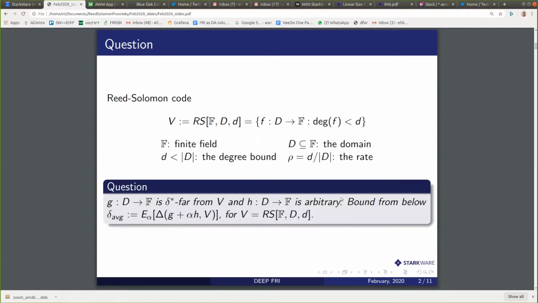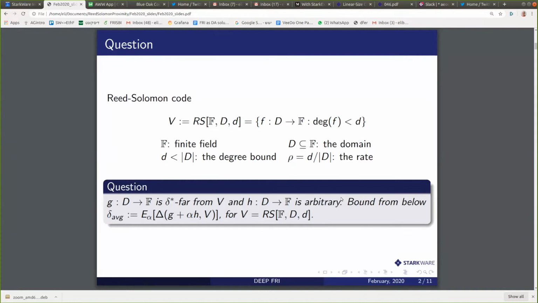Now, the general question that is studied in a lot of the papers, including the one that I sent to Veronica yesterday, is the following. It's a question about average case to worst case, or worst case to average case reductions. And the question is phrased as follows.